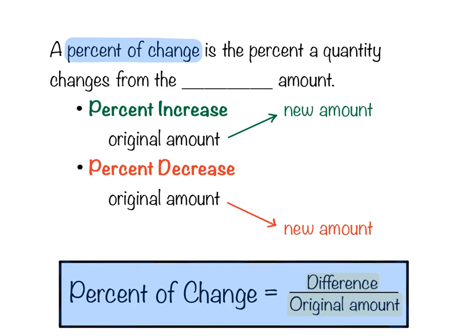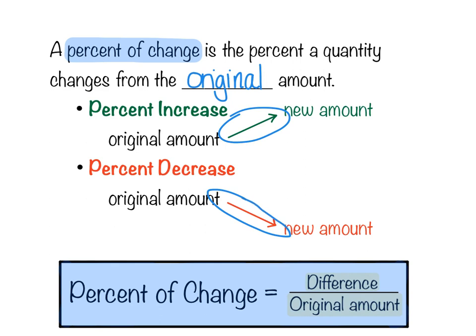This is section 6.5, percents of increase and decrease, and today we'll be talking about a percent of change. A percent of change is the percent a quantity changes from the original amount. For a percent increase, the new amount will be larger than the original amount, so it goes up. And on a percent decrease, the new amount will be smaller than the original amount, so it will go down.